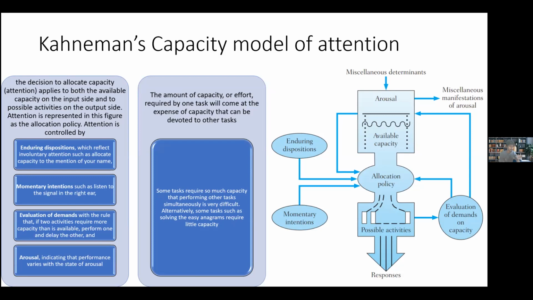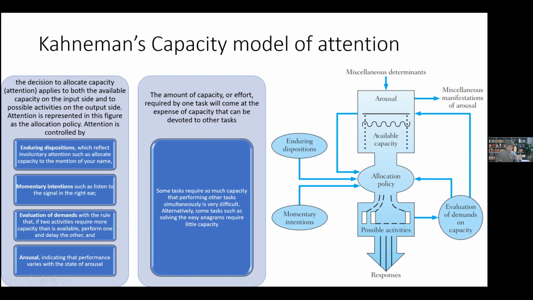So you may choose to watch a YouTube video, which could be educational, and then you could write your test later. So enduring disposition talks about your habits, your preferences. Momentary intention talks about what you want to do right now, the urgency of a task. Evaluation of demand talks about how difficult a particular task is. Based on all these things, the amount of attention is allocated to several tasks.